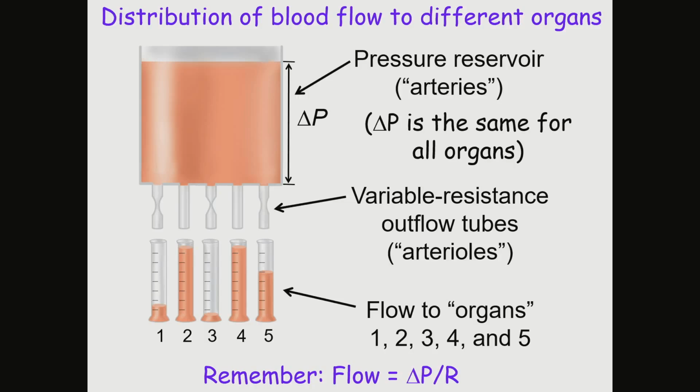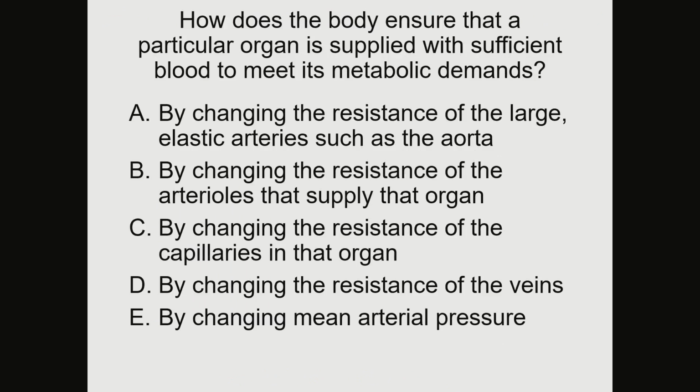Okay, so that might be how it is, but then how does the body ensure that a particular organ is supplied with sufficient blood to meet its metabolic demands? Okay. So say I'm thinking really hard, right? Okay. And I need more blood to my brain. And so I need more blood flowing there, we'll say. And how am I going to get more blood there? What is going to change?